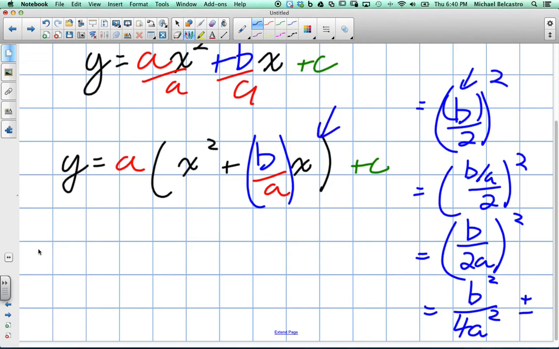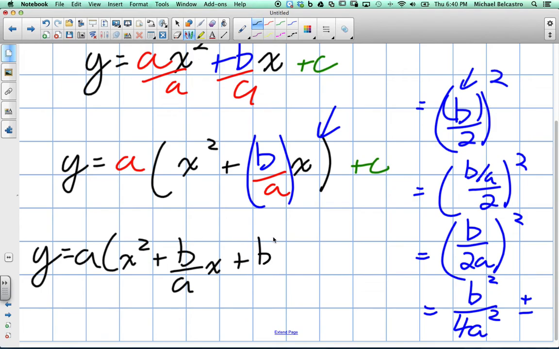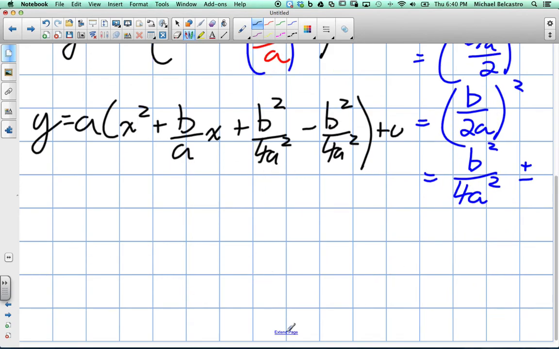So I'm going to rewrite it again. We'll get y is equal to, and I'm going to write everything in black here, a times x squared plus b over a x, and then we add b squared over 4a squared minus b squared over 4a squared, all inside the brackets, plus our c. I'll color code everything at the end again here.